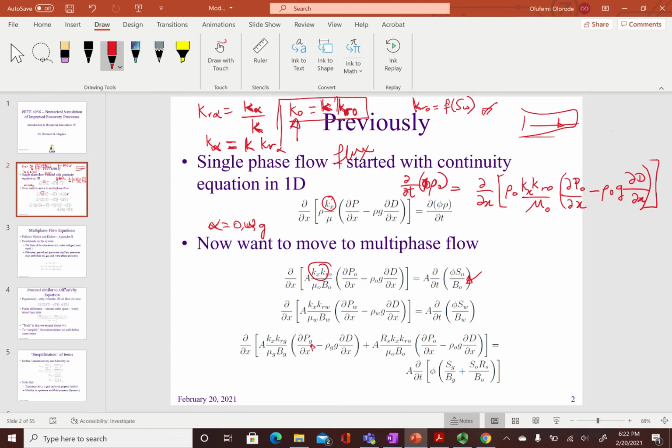But if you look at this equation, BO is here. We don't see densities anymore. Instead of densities, we see formation volume factor. So how did we move from here to here?